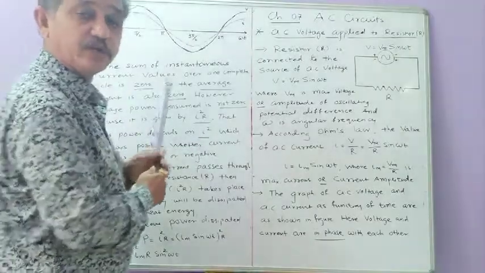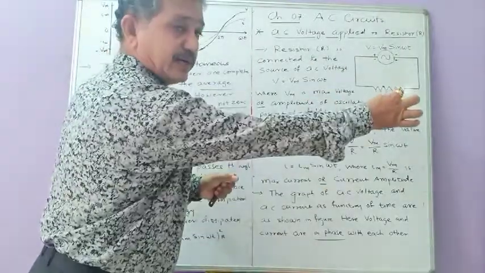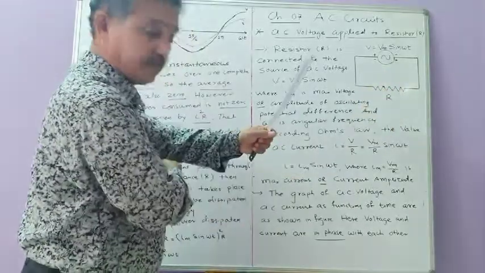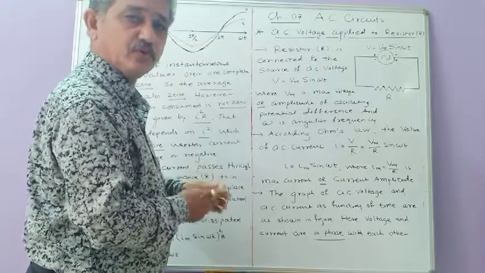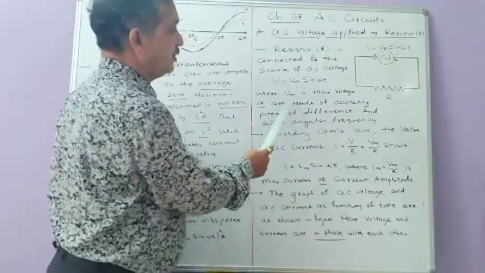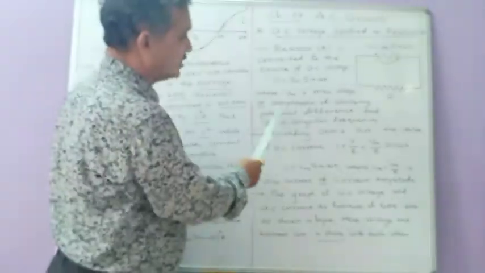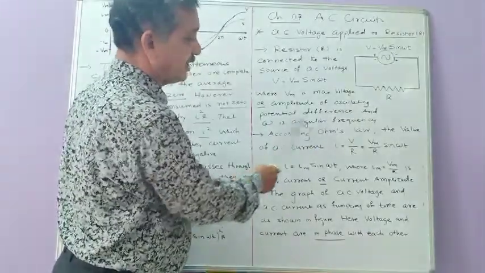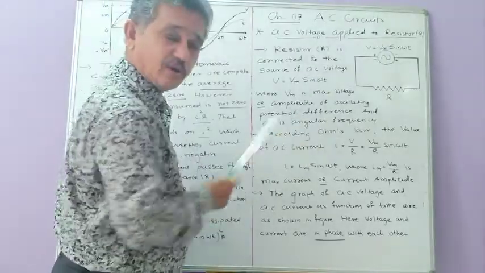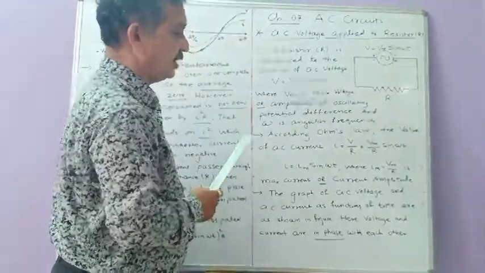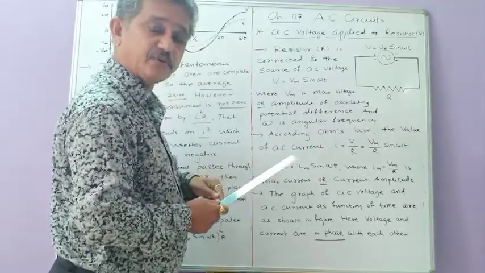And as you know, in the case of an oscillating pendulum, the maximum displacement towards the right side or towards the left side is known as amplitude. From this point of view, Vm is the maximum voltage, or you can say the amplitude of the oscillating potential difference, and omega is the angular frequency. That means omega equals 2 pi f, where f is the frequency.